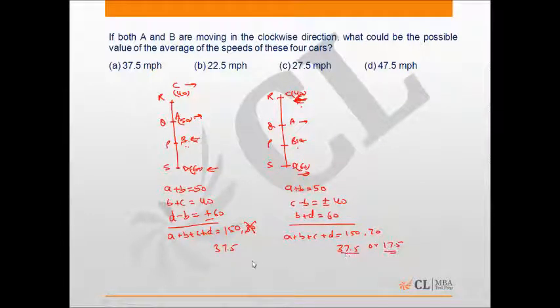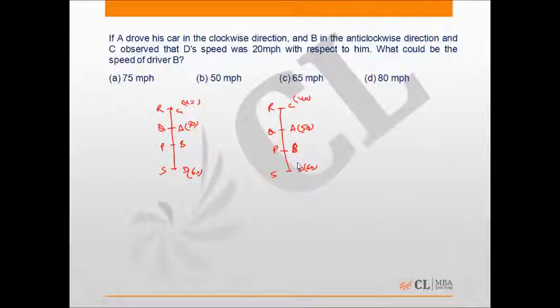So you can see that 37.5 is one of the possible average speeds. Again, this one says A drove in clockwise direction, so A is moving clockwise and B anti-clockwise, so B is moving in this direction. And C is observed at a speed of 20 miles per hour with respect to D. Now there are two cases again. They can move in clockwise direction or they can move in anti-clockwise direction.